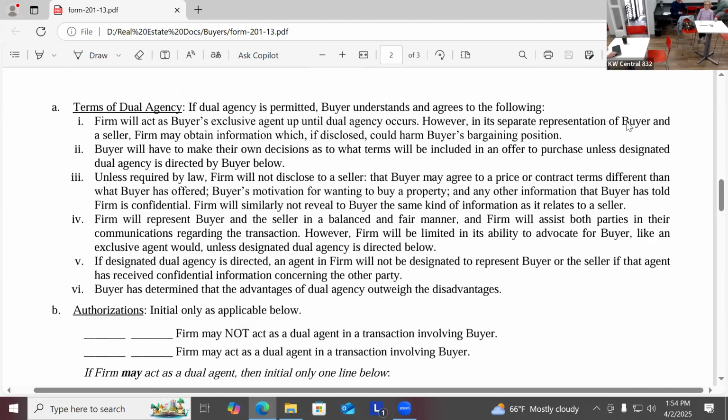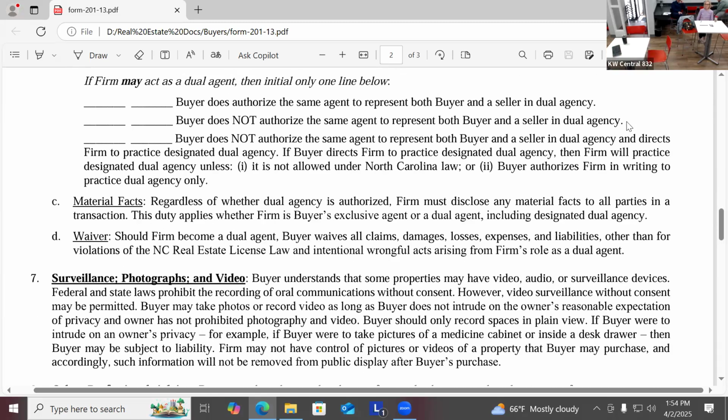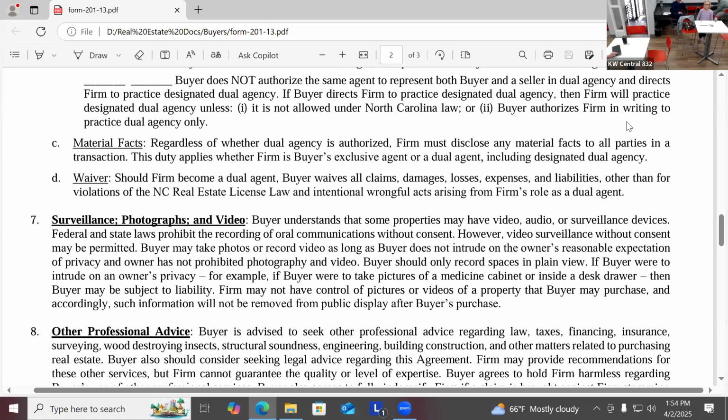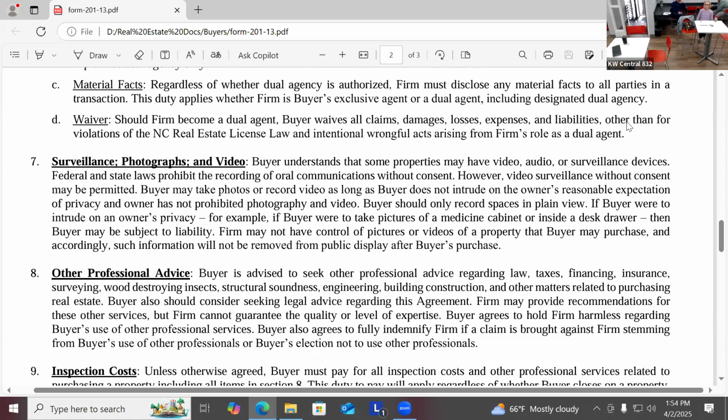And then it talks about material facts. Whether dual agency is authorized or not, you must disclose any material facts. And then just a reminder on surveillance, photographs, video. Some properties may have video or audio surveillance. Don't stand in front of the Ring and talk about the property. Audio is not allowed within the property, yet the Ring records once you step outside of the property.